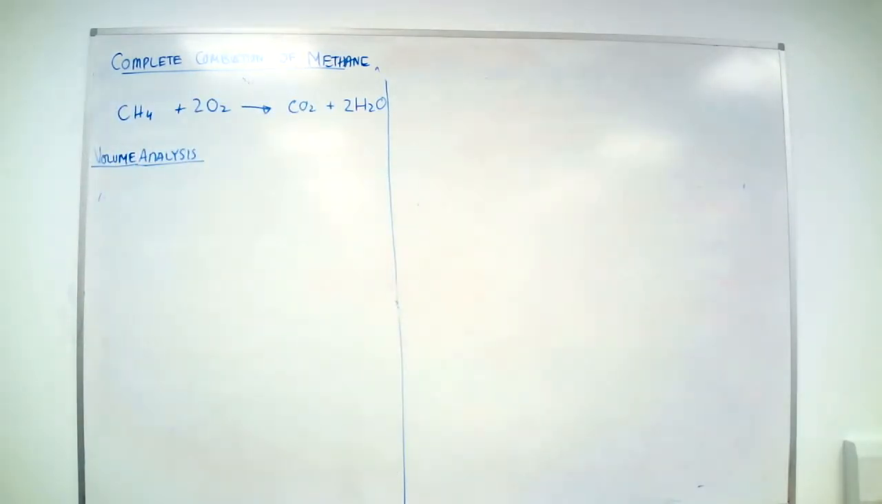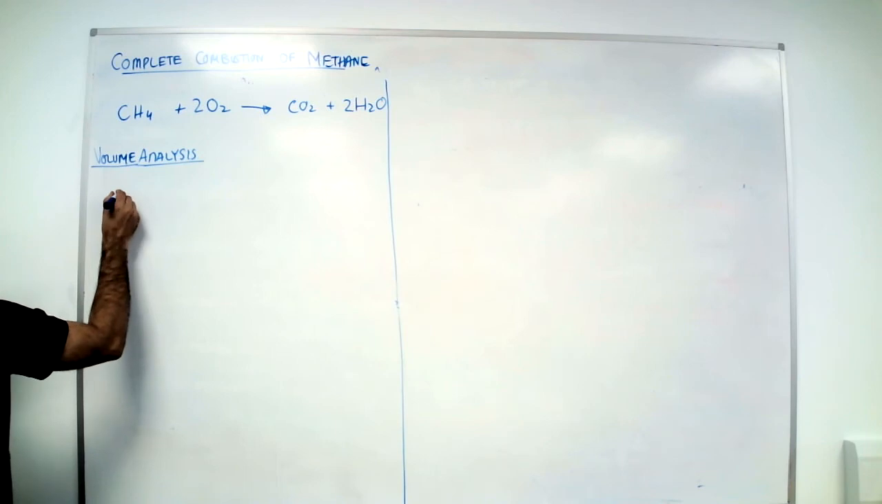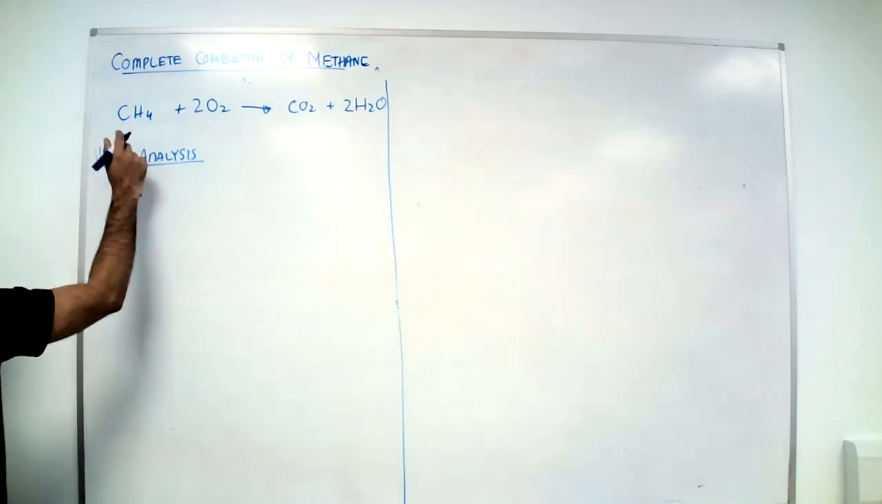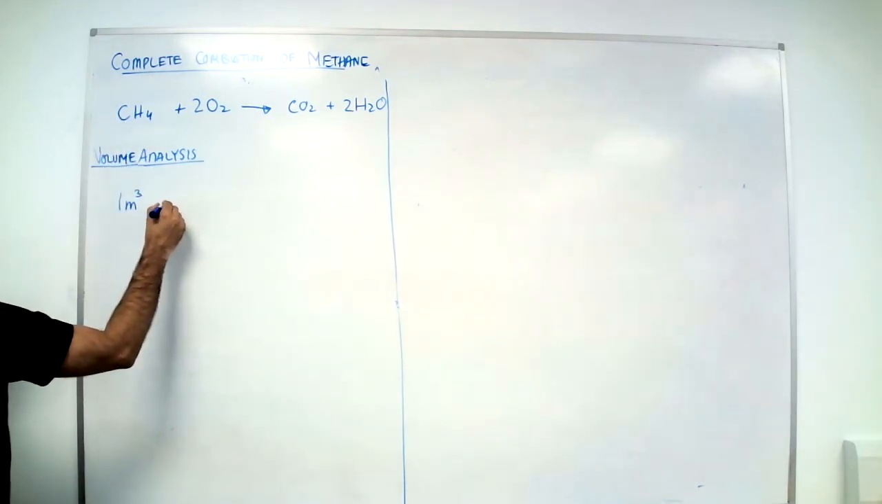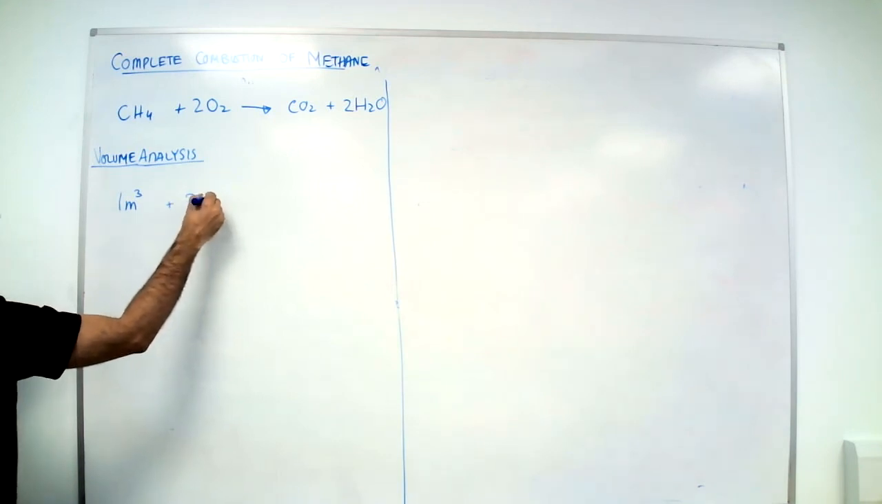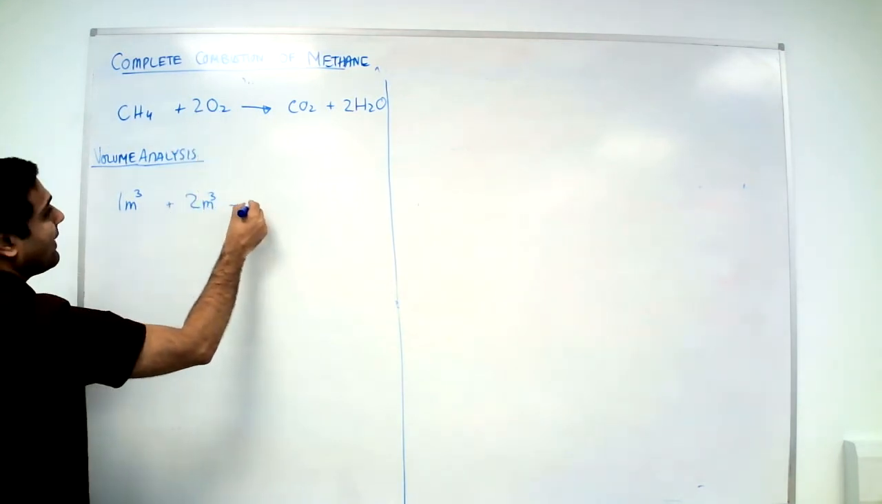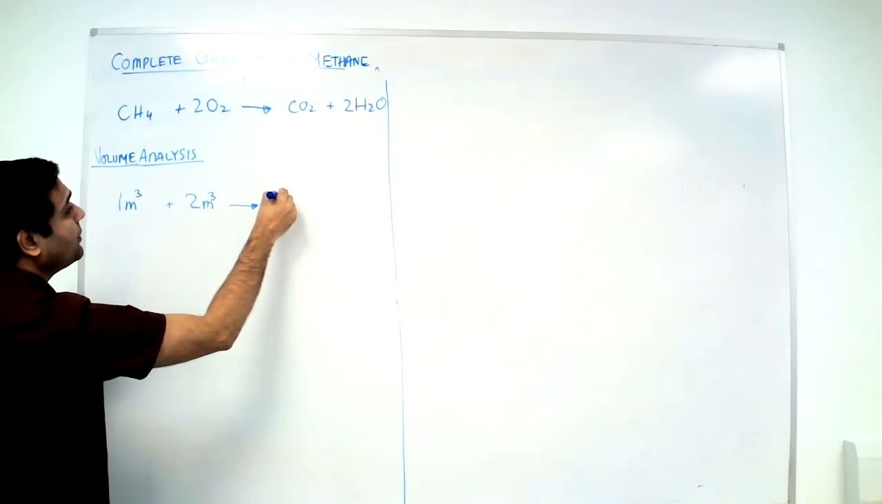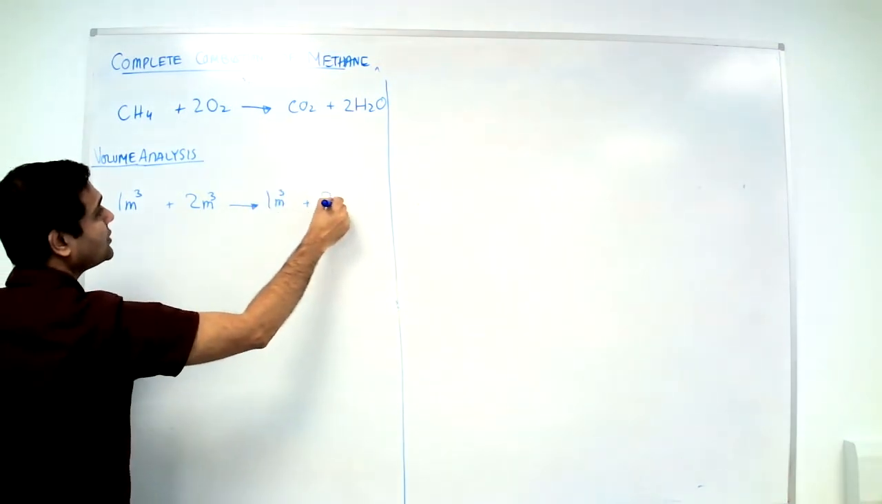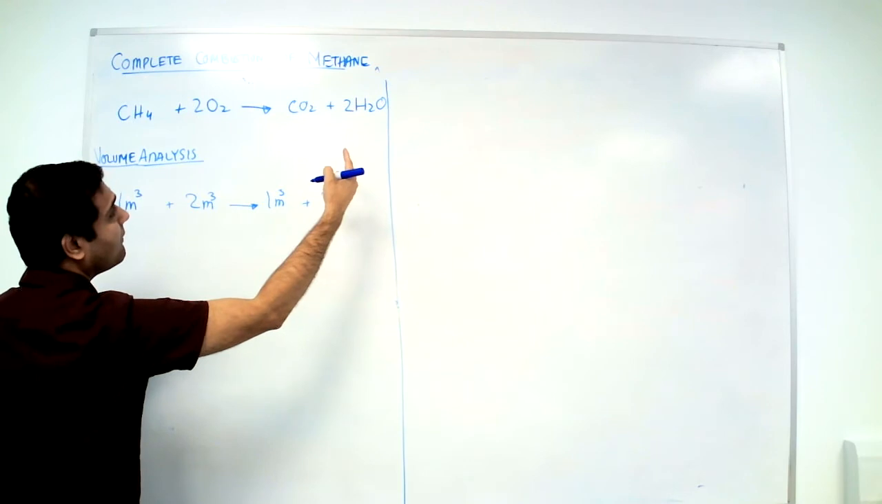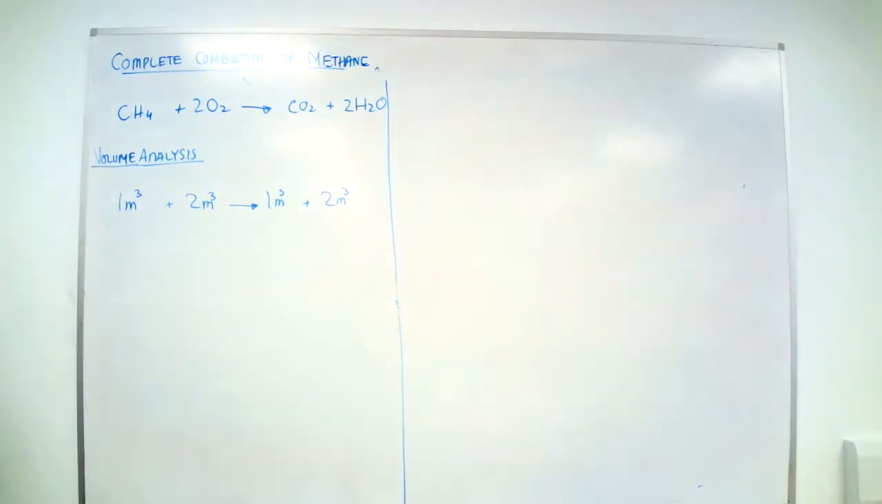Now, if we do the volume analysis, 1 meter cube of methane requires 2 meter cube of oxygen. It gives you 1 meter cube of CO2 plus 2 meter cube of water. Yeah, this water is not water; it's vapors. Okay. Now, when we actually do the analysis, we need to find out how much volumetric air we need.